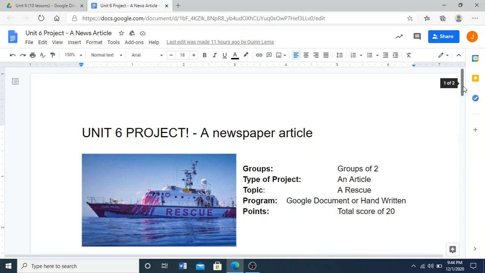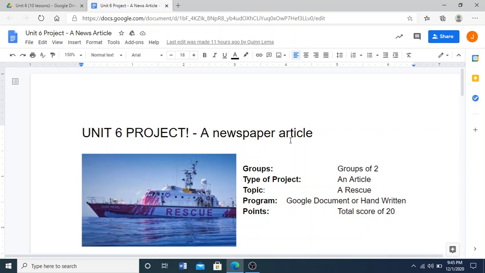As you all know, we are done with Unit 6, and as it is with all our units, we are going to talk about our unit project for Unit 6. As you can see from the title, the Unit 6 project is going to be about a newspaper article. So, you are going to be writing a newspaper article for Unit 6, and it's going to be about a rescue.